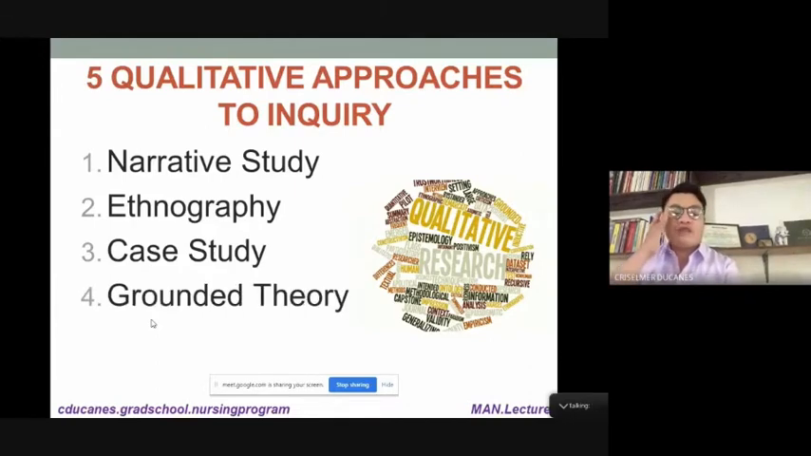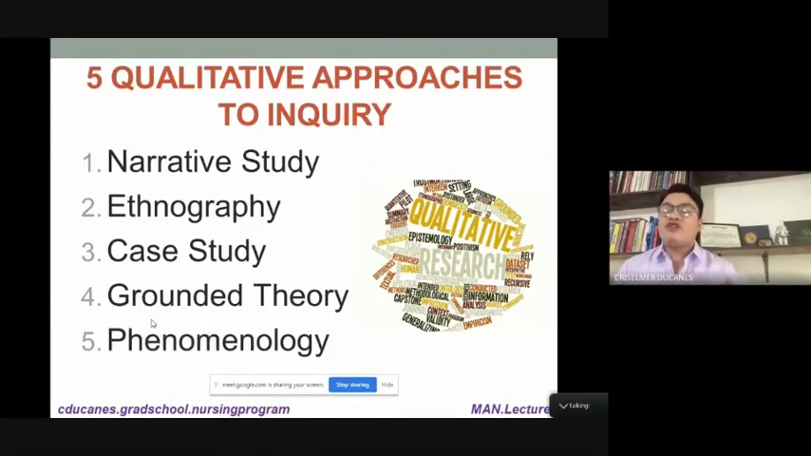And also we have grounded theory. This is, I believe, an extensive method of qualitative study because we are generating and discovering a theory here. And lastly, we have phenomenology, which I believe is the most common methodology used by students in making a qualitative study. So I believe you now have an idea of how these qualitative approaches work.